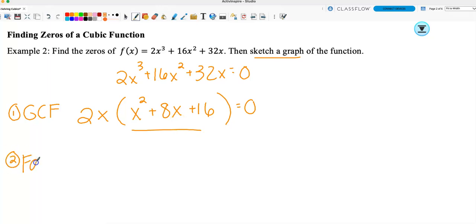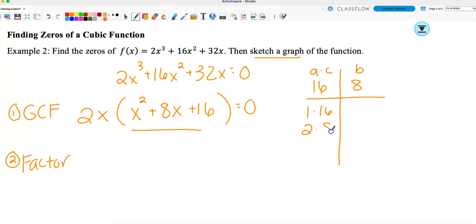So I'm going to do my t-chart. Let's break it down over here to the side. Again, A times C is on the left. 1 times 16 is a 16. B term is an 8. So what multiplies to get 16, but will add to get you an 8? 1 times 16 is not close to an 8. 2 times 8, also not close to an 8. 4 times 4. 4 times 4 works out because 4 plus 4 is an 8.